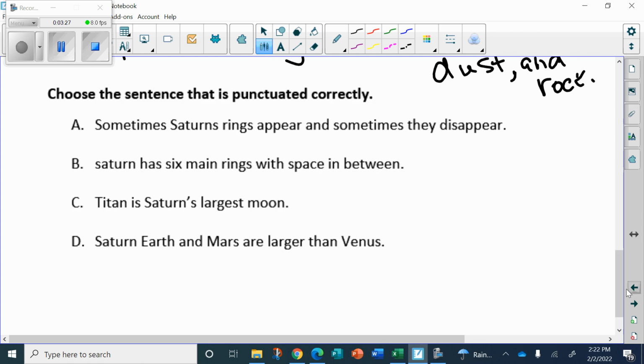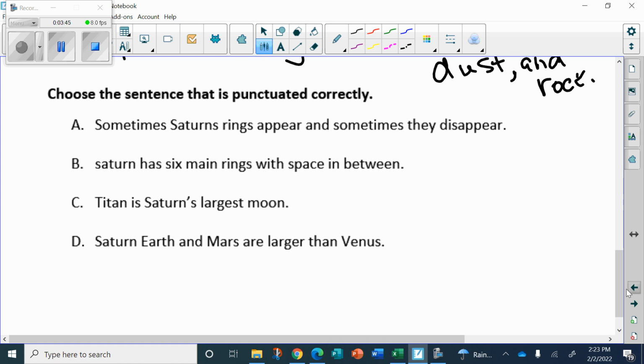So now let's go down to the bottom one. Choose a sentence that is punctuated correctly. Sometimes Saturn's rings appear and sometimes they disappear. Saturn has 6 main rings with space in between. Titan is Saturn's largest moon. Saturn, Earth, and Mars are larger than Venus.